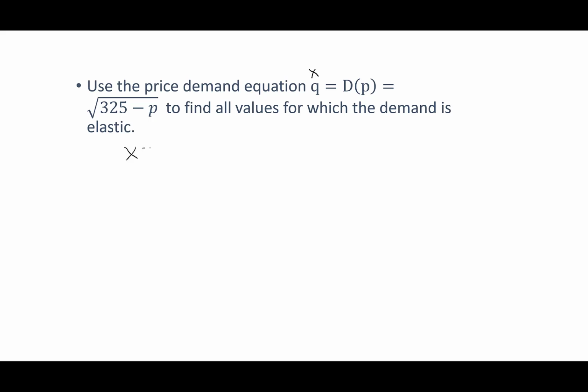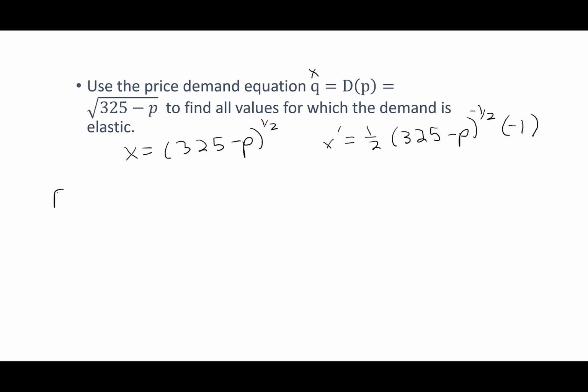So let's start by rewriting the square root of 325 minus P as 325 minus P to the 1/2. Then when I take the derivative, I'm just going to call it Q prime, I would have a half times 325 minus P raised to the negative 1/2. So I'm doing the chain rule here. I brought the half down, I subtract 1. Don't forget to go back inside to the 325 minus P and put a negative 1 in. Here's our derivative. So now we can go to E of P equals negative P.